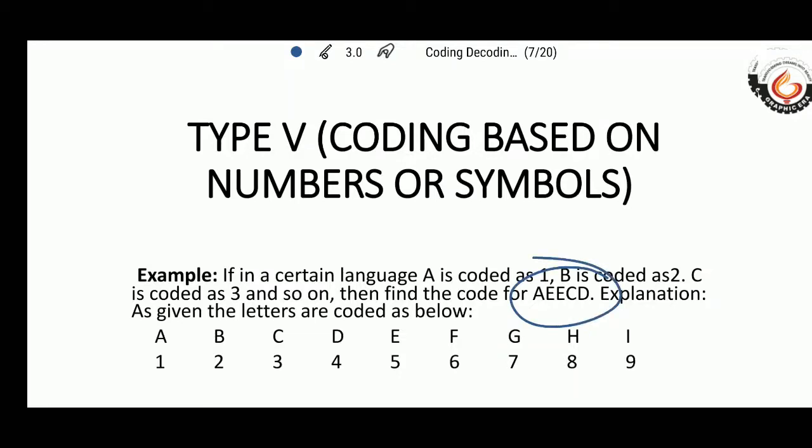We can clearly write that for AECD, A is coded as 1, E is coded as 5, C is coded as 3 and D is coded as 4. The wanted code is 1534. This is coding based on numbers or symbols. Flat question, just see the coding and done.